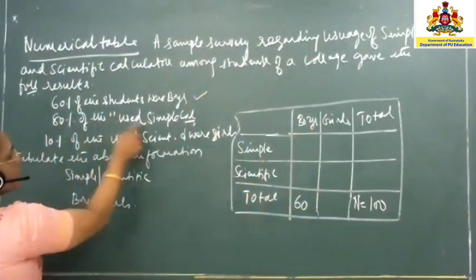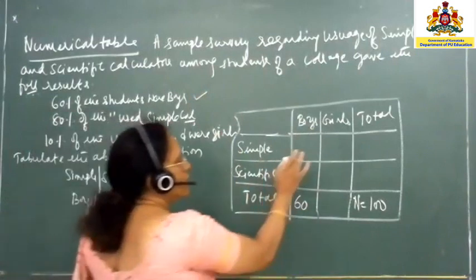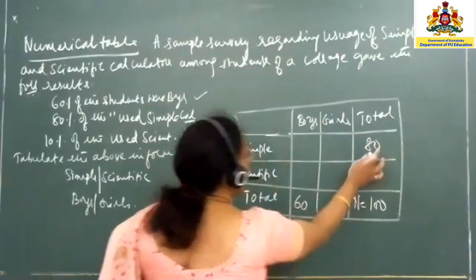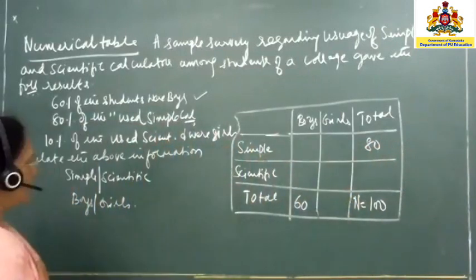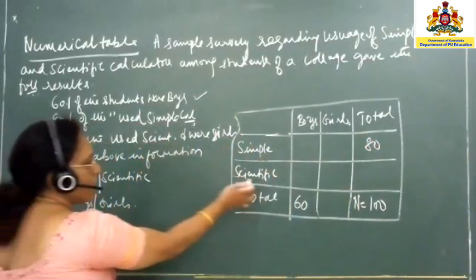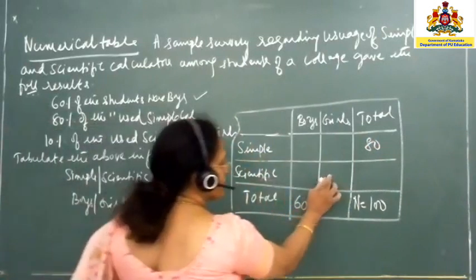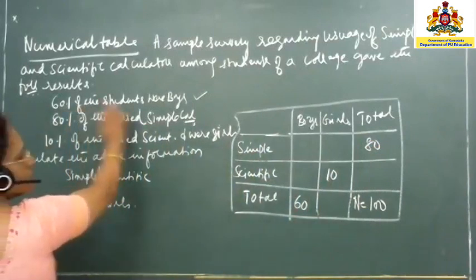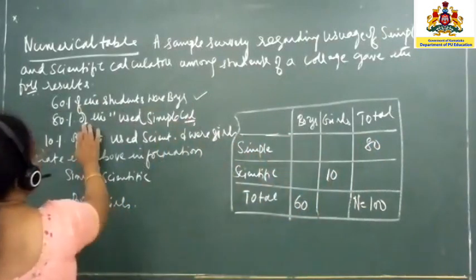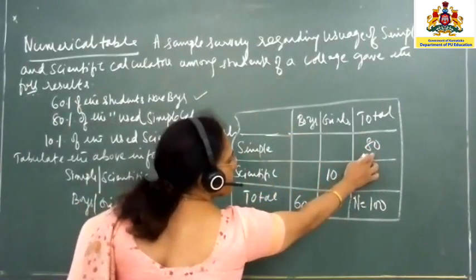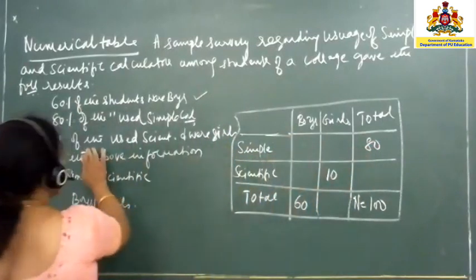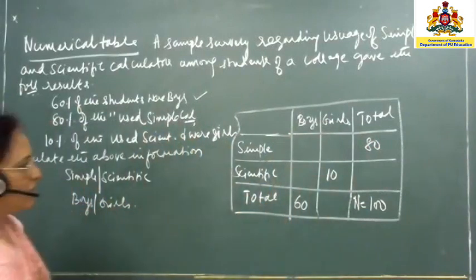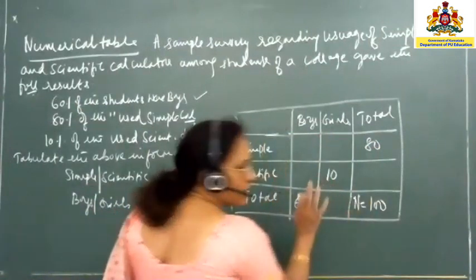Now come to the next one, 80% of them used simple calculators. So I can't write here, I can't write here, I have to write only here. So this becomes 80. Okay, 80 of them are using simple calculators. Now next you see, 10% of them used scientific. This is scientific and they were girls. So that means I have to write it here. So is it clear? First one is total number of boys, I have written this as 60. 80% are using simple calculator, total number of students using simple is 80. Next, 10% of them are using scientific and they are girls. Now this is what is given in the question. Now what are the other things? Wherever it is blank, you will have to fill it up.